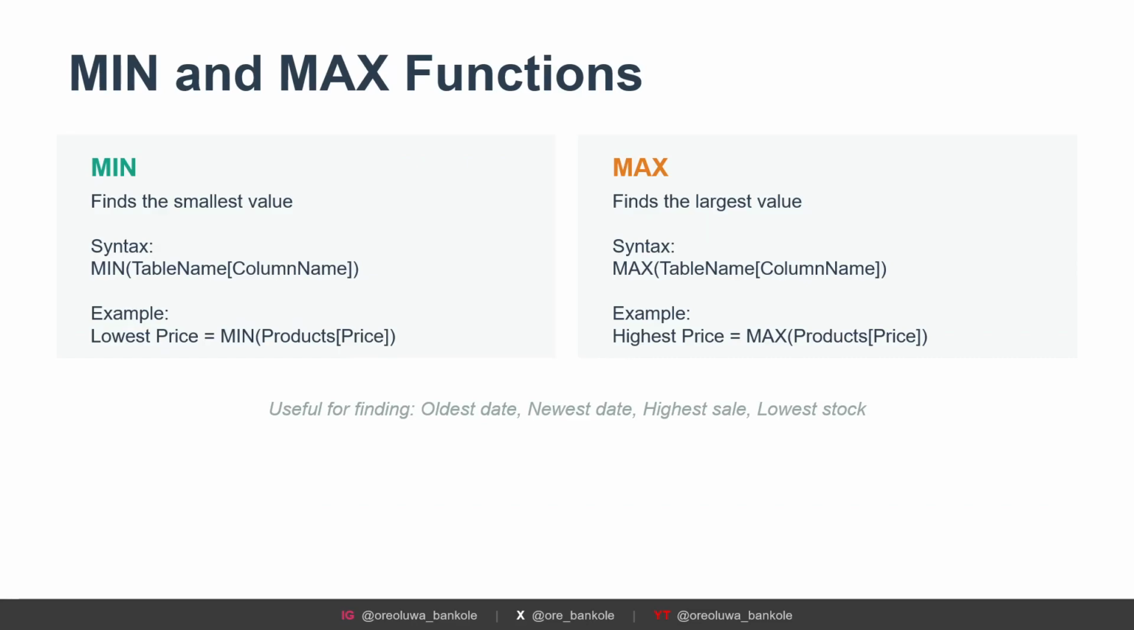Then we have the min and the max function, the 2 big boys. What is the min function used for? The min allows you to find the smallest value in the column, while the max allows you to find the largest value in the column. You can see the syntax and examples. They are similar to what we have used in Microsoft Excel.